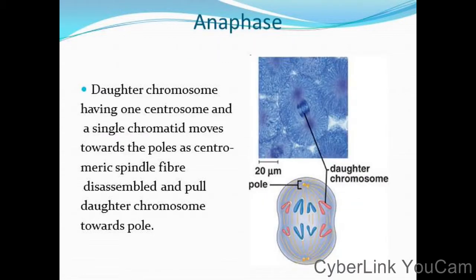Anaphase. Daughter chromosomes, each having one centromere and one single chromatid, move towards the pole as the centromeric spindle fibers disassemble and pull the daughter chromosomes towards the pole.